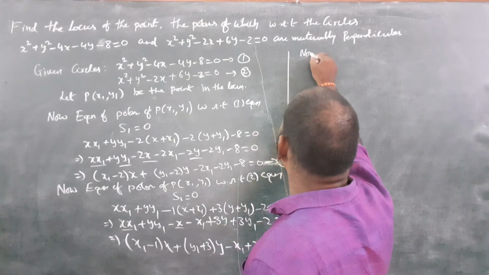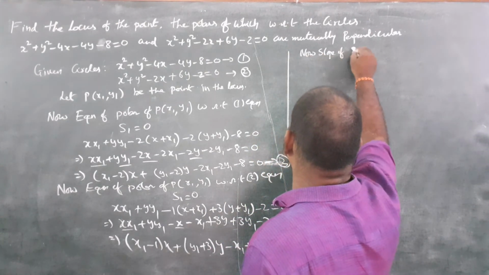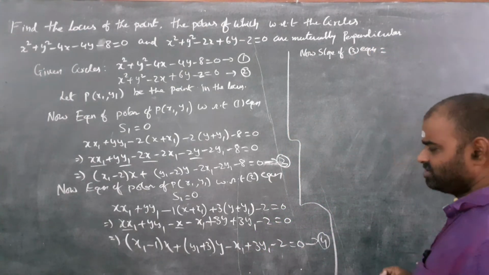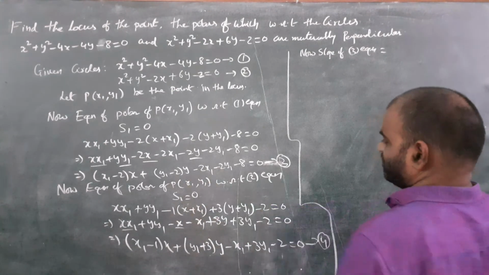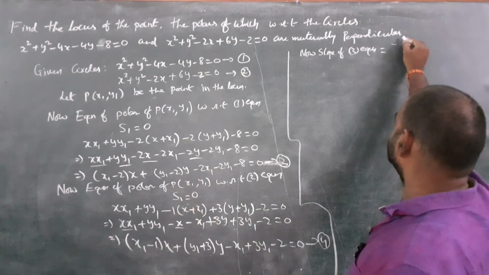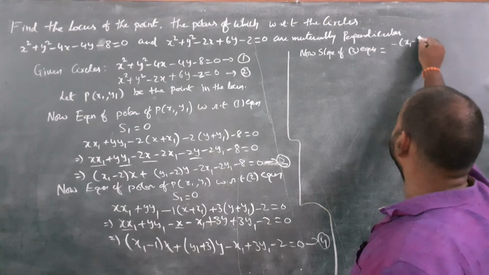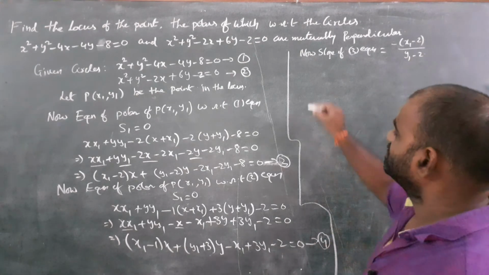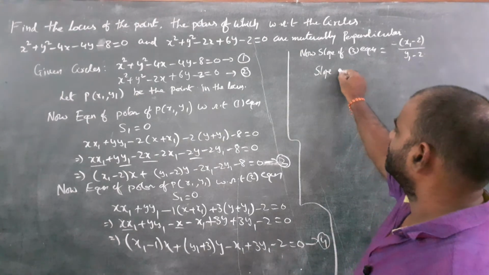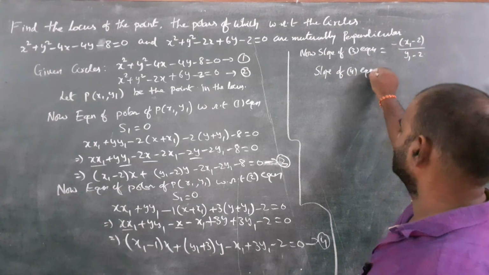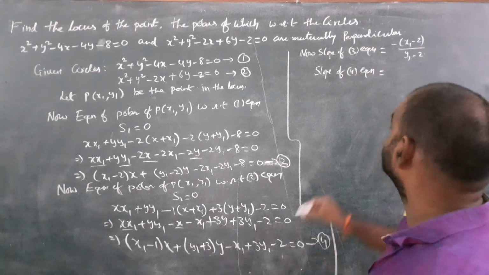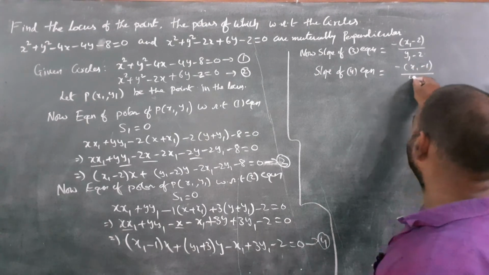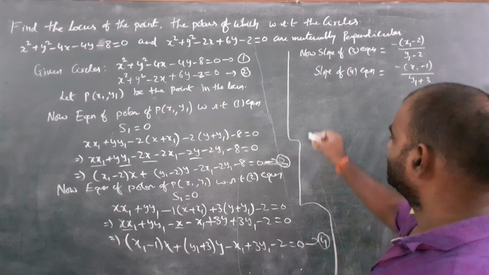Now first we have to find the slope of the third equation. The formula for the slope of the third equation is minus of x coefficient by y coefficient. What is the x coefficient? x1 minus 2, by the y coefficient, y1 minus 2. And the slope of the fourth equation is minus of x1 minus 1 by y1 plus 3.